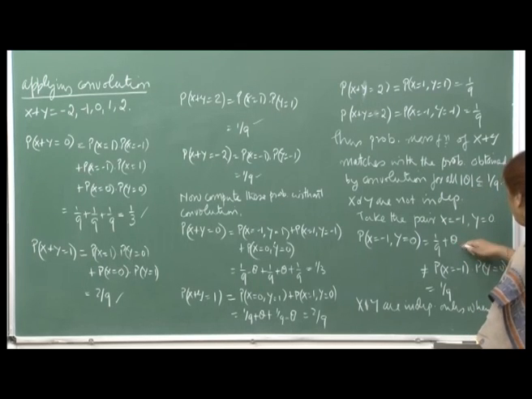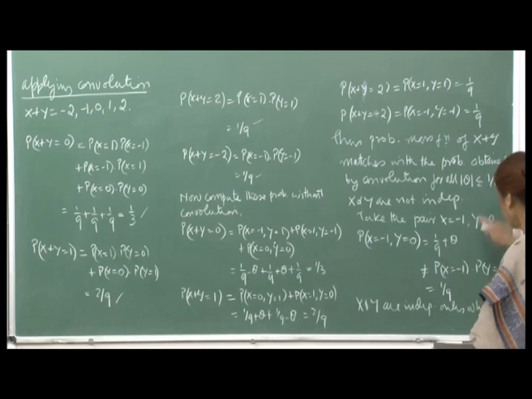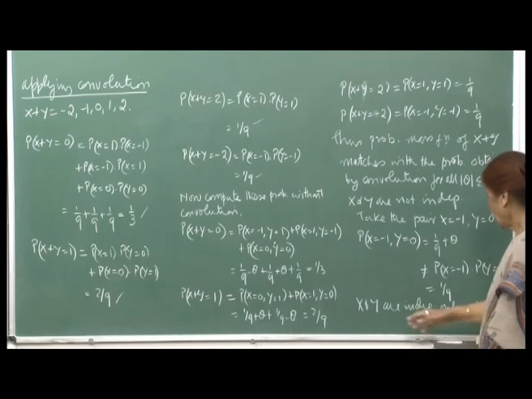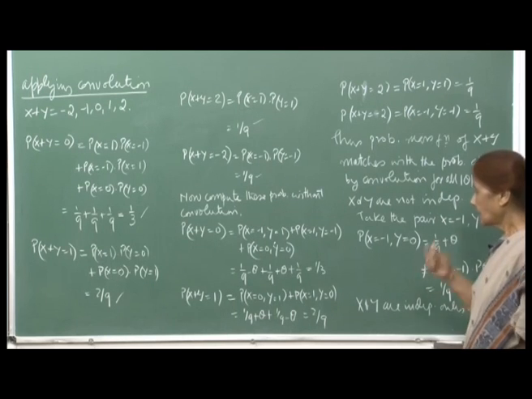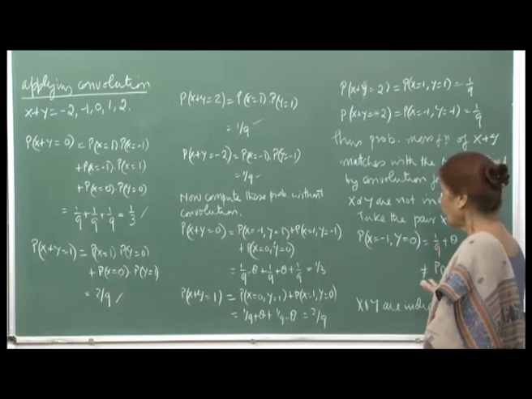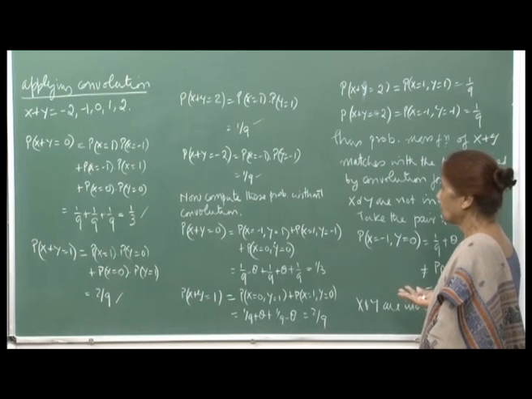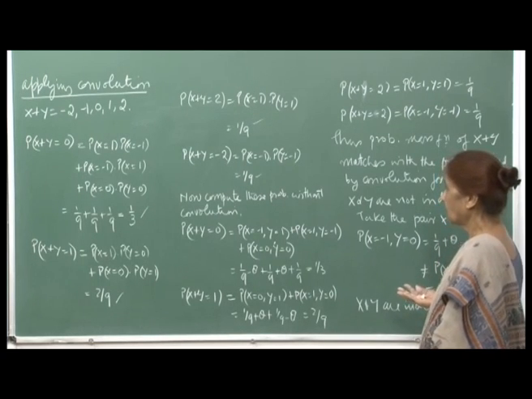So, for any positive theta satisfying this, these two will not be equal, and therefore x and y will be independent only when theta is 0. So, here is an interesting example, and it must have taken them a lot of time to construct such an example.